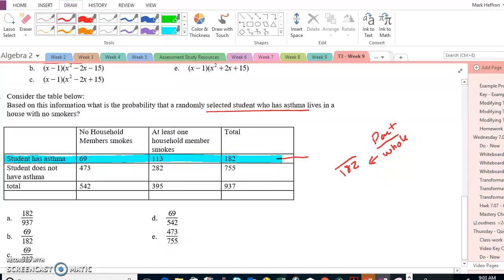I've got to figure out the part, and that's where the next piece of the information comes from, that lives in a house with no smokers. So now we're looking at no smokers. And so we can see that we have 69 are no smokers that have asthma. So we would have 69 out of 182. Our answer would be B.